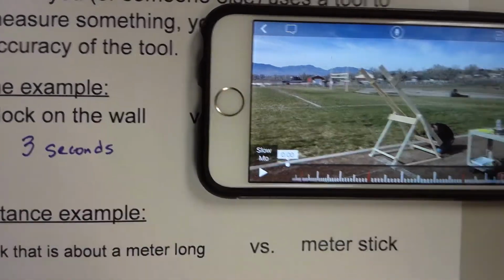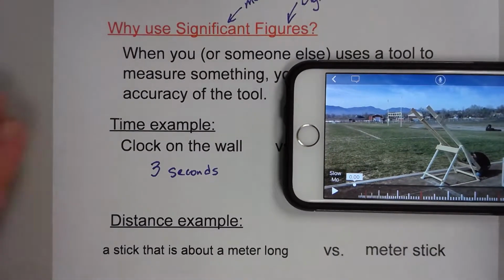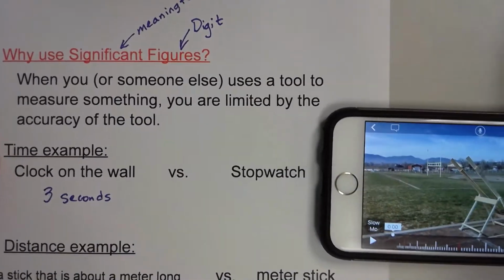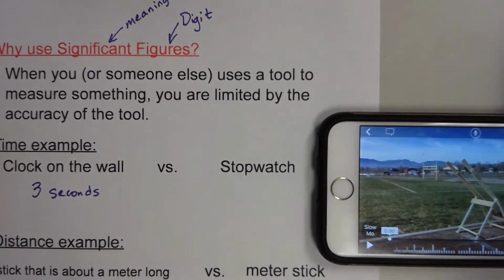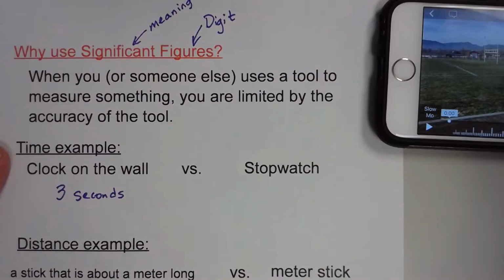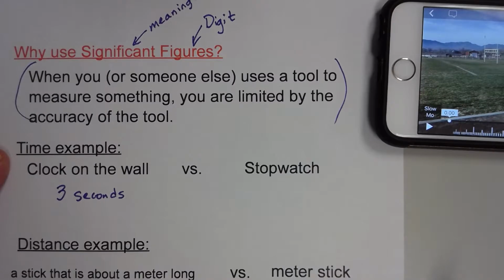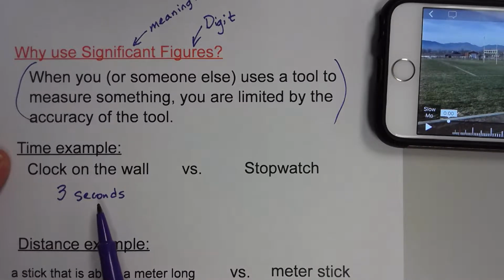So let's zoom out a little bit here, and let's think about using something to measure the time that allows us to measure it more accurately, i.e. a stopwatch. When you or somebody else uses a tool to measure something, we're limited by the accuracy of that tool. The clock on the wall can really only measure to full seconds. Estimating in between the seconds is not possible. But with a stopwatch, of course, we should be able to time this a little bit more accurately.